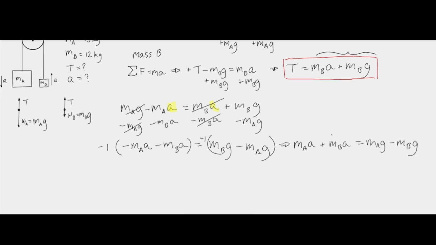And now I can bring the factor of a outside of the parentheses. So I can factor out this factor of a, and I have a times the quantity m sub a plus m sub b is equal to, and I'm going to also factor out g, so then I'm going to have g times m sub a minus m sub b. And I'm very close to having a by itself. I'm now just going to divide both sides by the quantity m sub a plus m sub b.